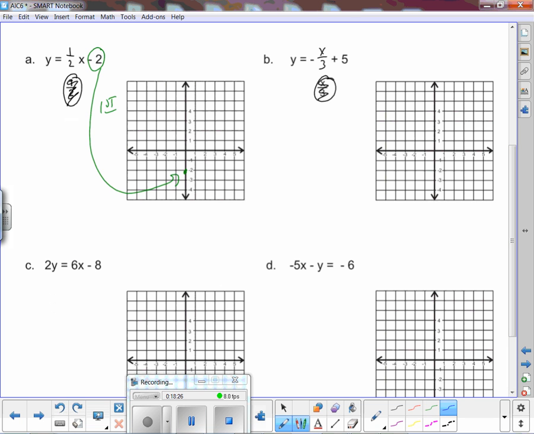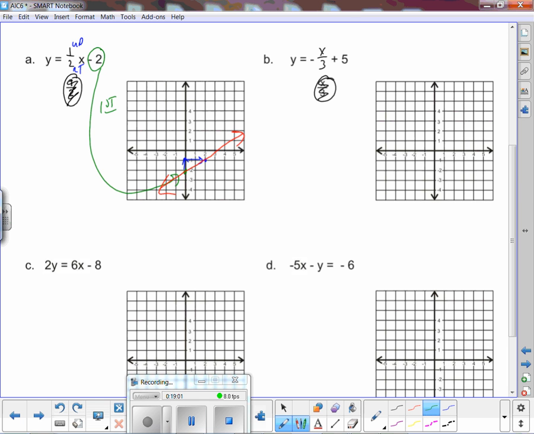Now look at your slope. Say it if you know it. What does the 1 tell you to do? Up 1. All right. So from there, I go up 1. And the 2, what does the 2 tell you? Go right 2. Put that second point, and now we know to draw our line through those 2 points. This is a key concept. Really important that you get it in math.